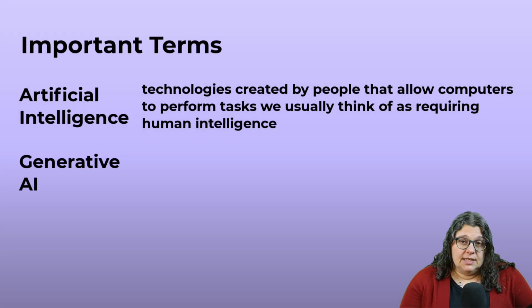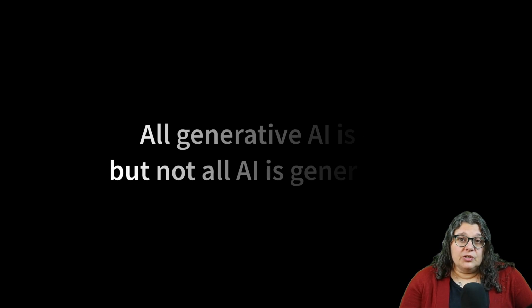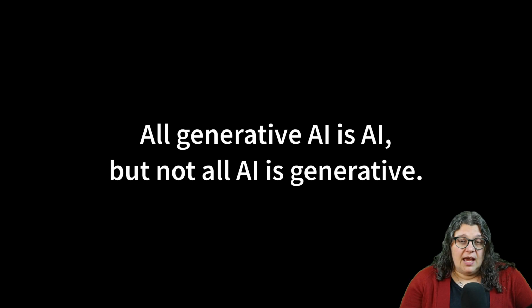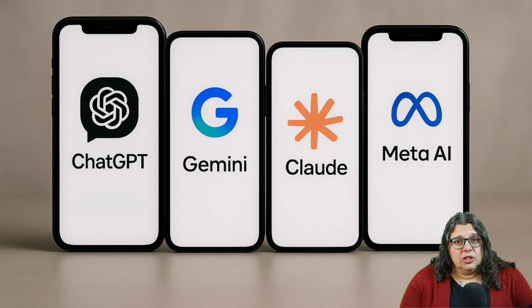Generative artificial intelligence is a type of AI that creates new text, images, music, and even videos. It's important to understand that all generative AI is AI, but not all AI is generative. Generative AI includes tools like chatbots. A chatbot is simply the interface we use to talk to an AI model.